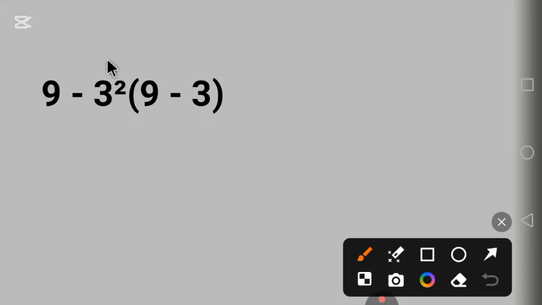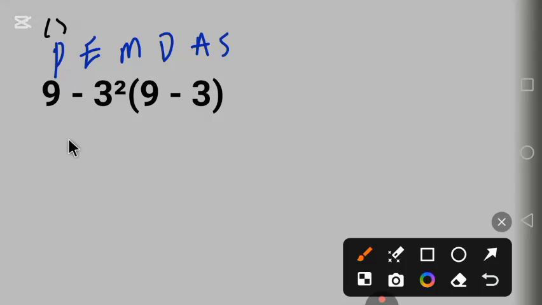Let's solve it together. 9 minus 3 square times 9 minus 3 in parentheses. The common mistake people make when solving this kind of question is that they just start solving from left to right. They begin working from left to right. And when you do that here, this subtraction is the last operation we will do. So if we begin with it, the answer will be wrong.